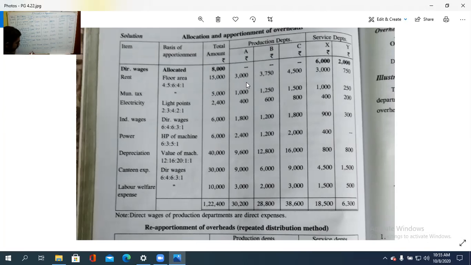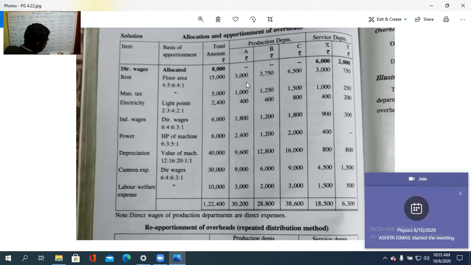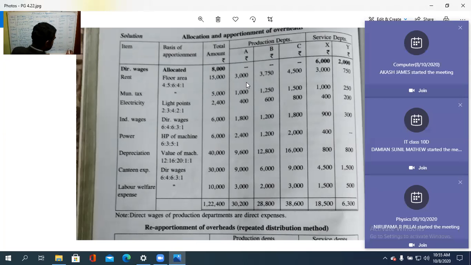So it is how much? 122,400. 3,200 for the production A department, 28,800 for the production B department, 38,600 for the C department, and X is what? 18,500, and Y is 6,300. So this is the distribution summary of overhead.